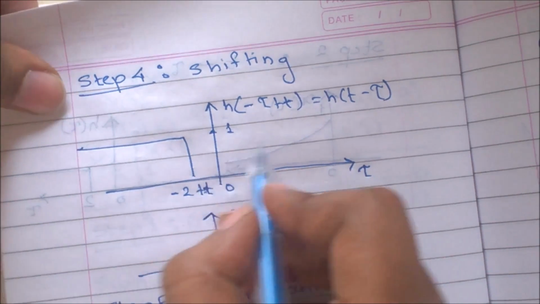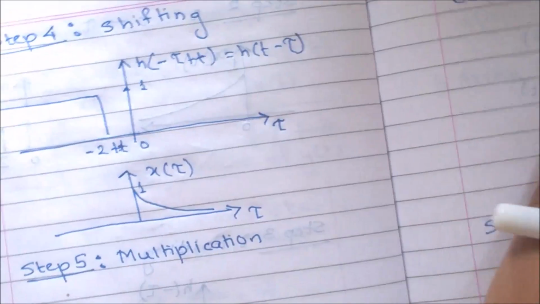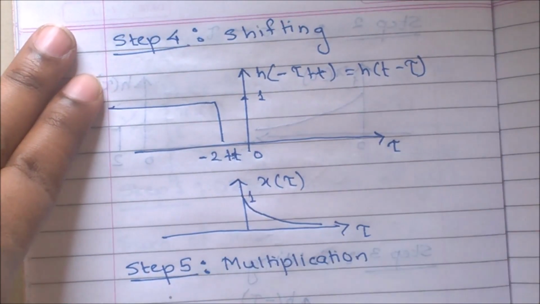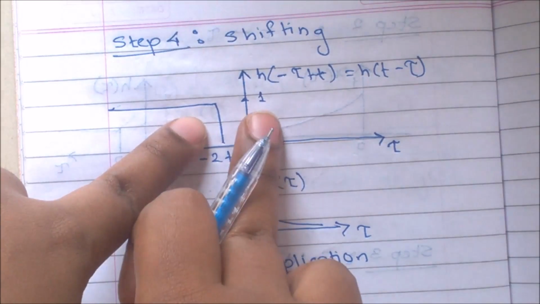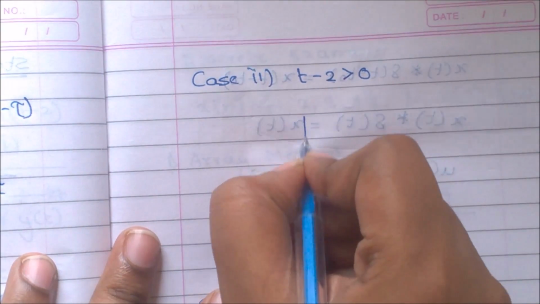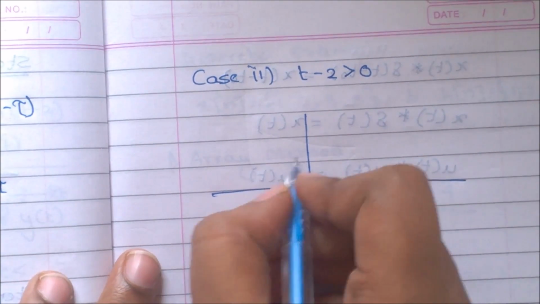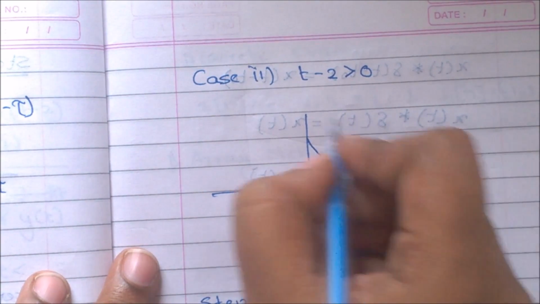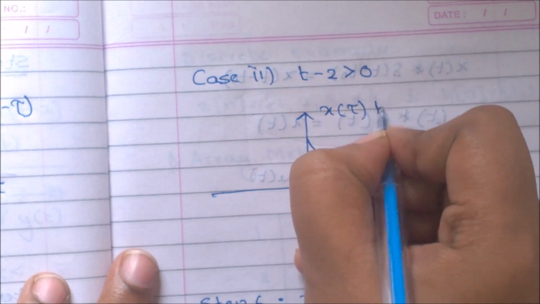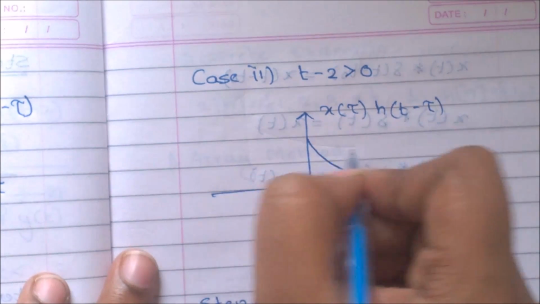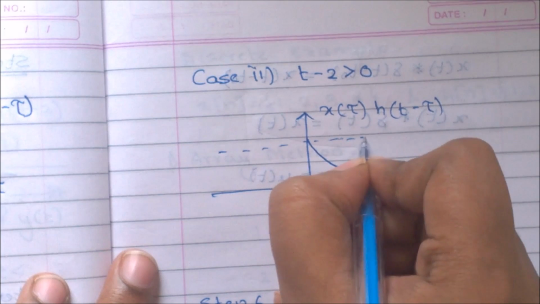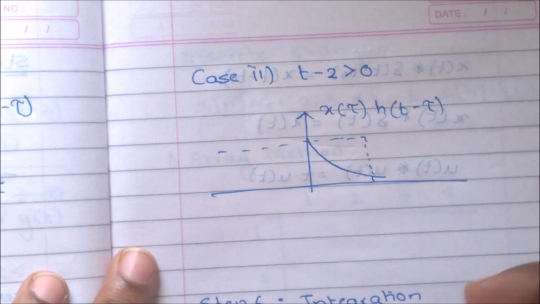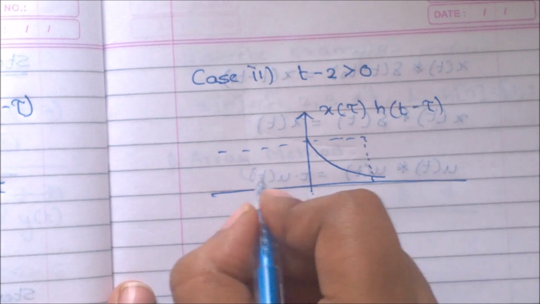Now the next case can be when t minus 2 is greater than 0. So when t minus 2 is greater than 0, what we can see is that h of t minus tau will get shifted over this x of tau. So we'll get some signal such as this one. This is x of tau and h of t minus tau. So it will get shifted over the signal. This process is called sliding.